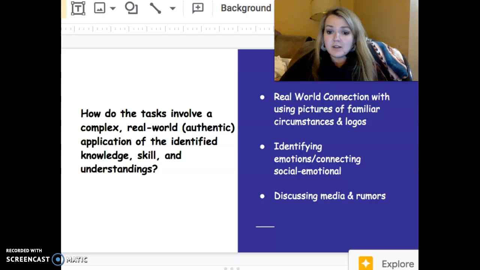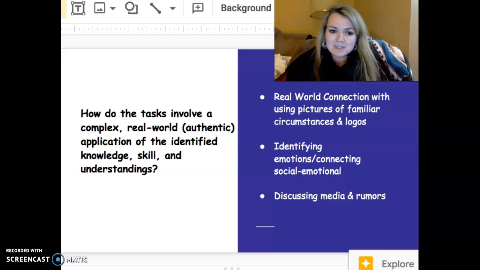And then going on with that, discussing media and rumors, which is a big thing in the real world, knowing what the photos that we see are communicating to us, whether we realize it or not, and also remembering that sometimes photos are just photos, so we shouldn't always trust what they say.